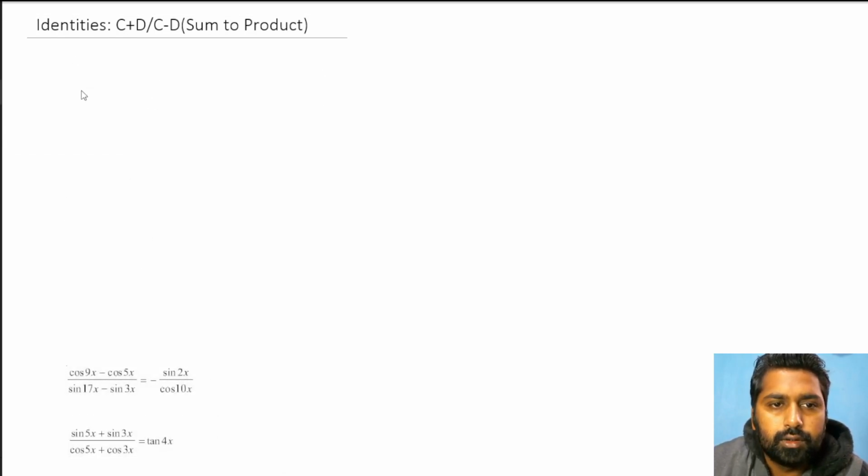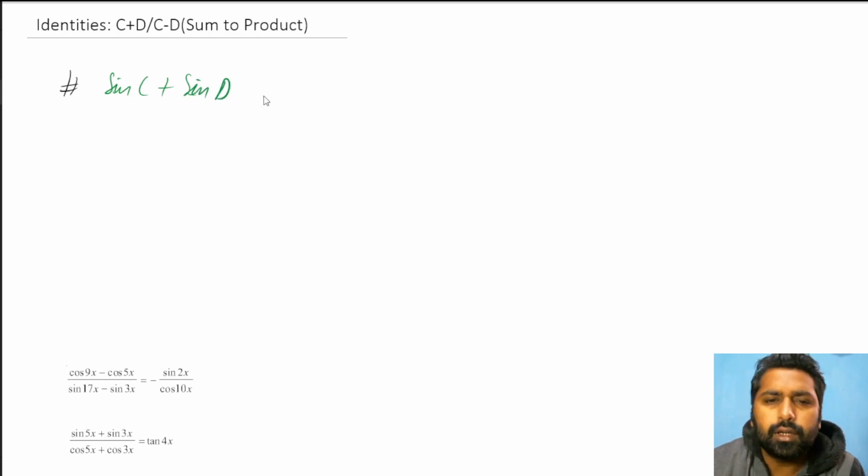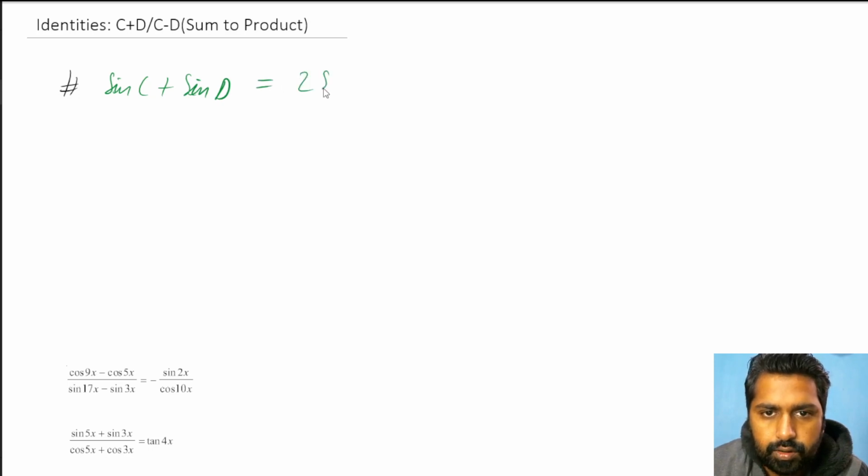The idea is to convert anything known as sine C plus sine D. Now I'm not using A and B so that you don't get confused with the A plus B identity. In the A plus B identity, A plus B is in the bracket of sine or cos, whereas C and D work in two different sine or cos. So sine C plus sine D is equal to 2 sine (C plus D) by 2, meaning you add the angles and divide by 2, cos (C minus D) by 2, subtract the angles and divide by 2.